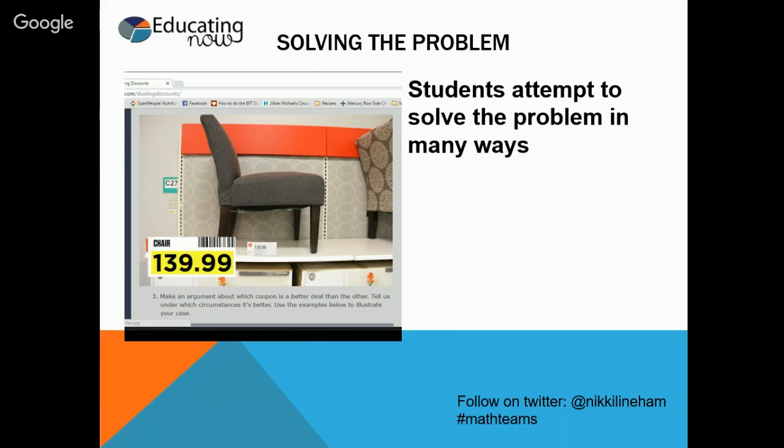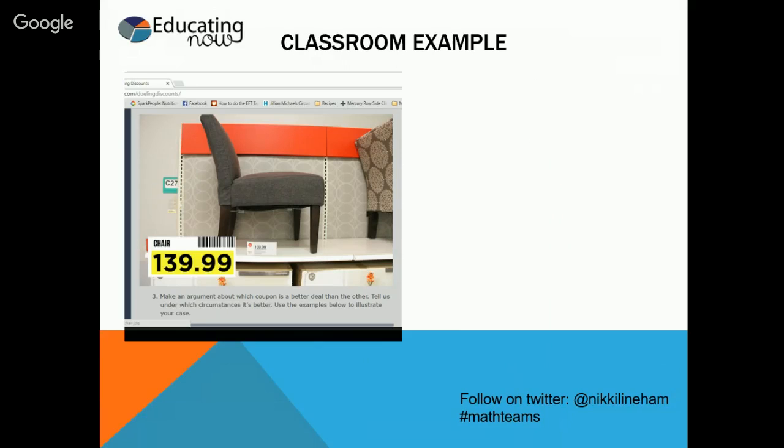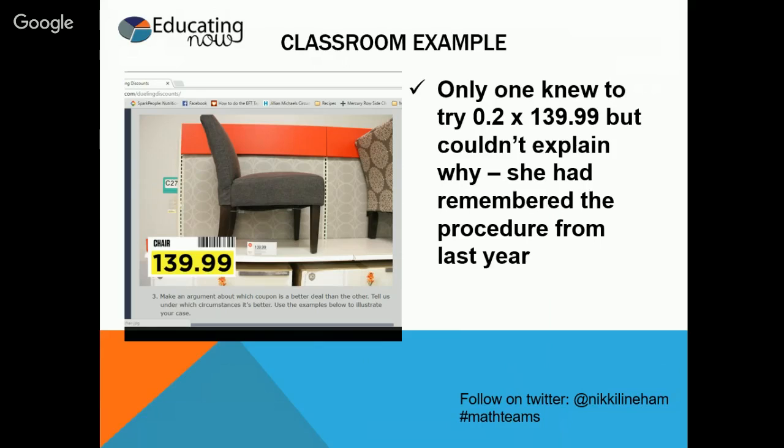And we asked the students to solve the problem in as many ways as they could. I even gave them hundreds grids, because it's a percentage problem, to see if that would help them look at it maybe more visually. As I was walking around, I noticed that there was only one student in the whole class that turned the percentage into a decimal and multiplied by the price of the chair. I asked her why she did that, and she couldn't tell me. She just said, I just remembered that that's what you do from last year. So of 30 kids, only one of them remembered the procedure.